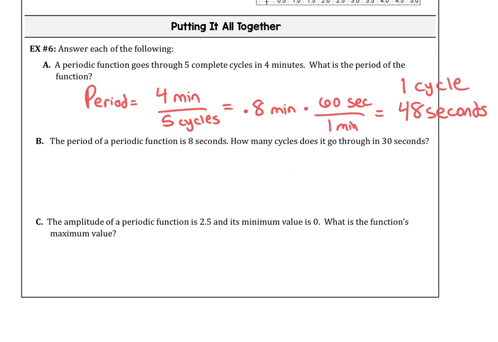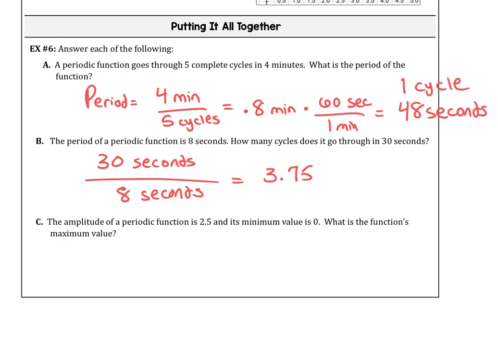And so it tells us the period of a function is 8 seconds. How many cycles does it go through in 30 seconds? Well, that one's pretty straightforward. We got 30 seconds of work that we're doing, and if we can complete a cycle in 8 seconds, we're going to divide it by 8. Well, 30 divided by 8 means we're not going to complete a full 4 cycles. We're actually going to get through 3 3/4. So that's 3.75 cycles.